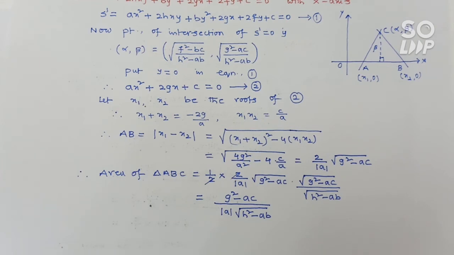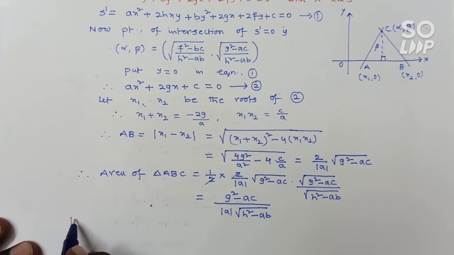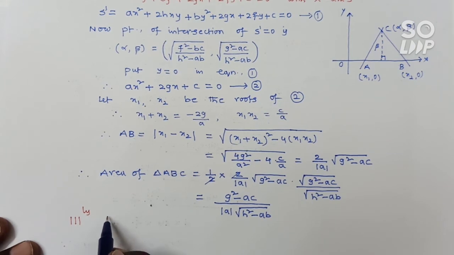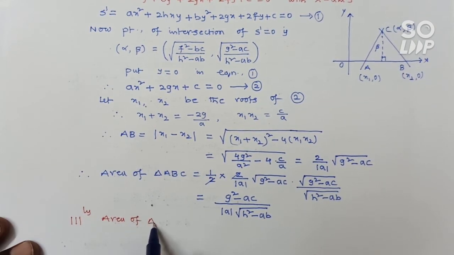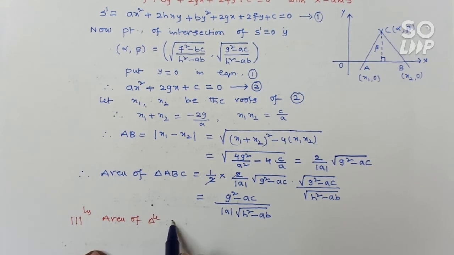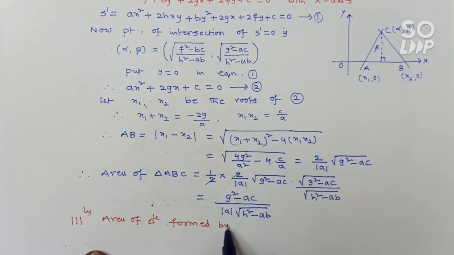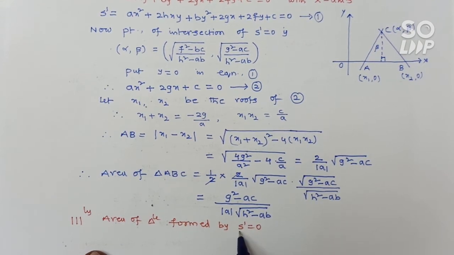Now similarly, what is the area of the triangle formed by the pair of equation with the y-axis? Look at this one. So directly here I am writing this value. Similarly, area of triangle formed by S dash is equals to 0. You know what is that S dash? Non-homogeneous equation with the y-axis.